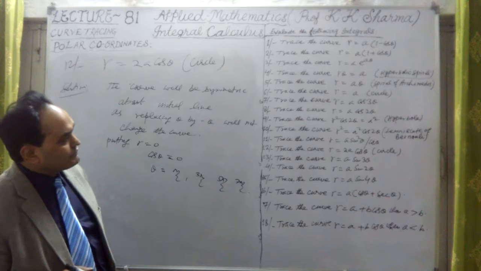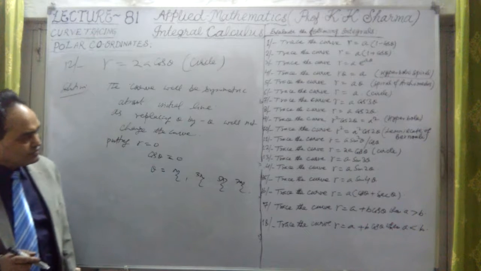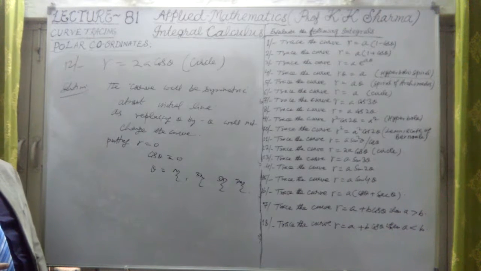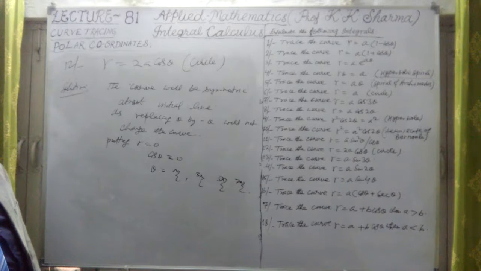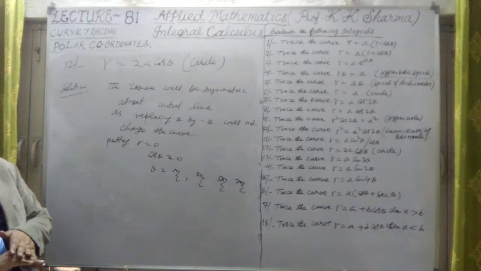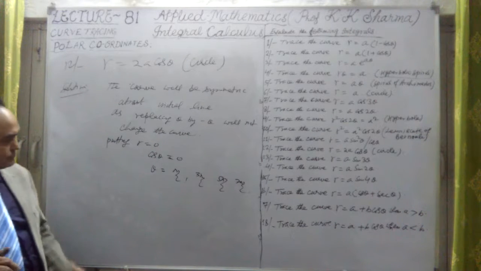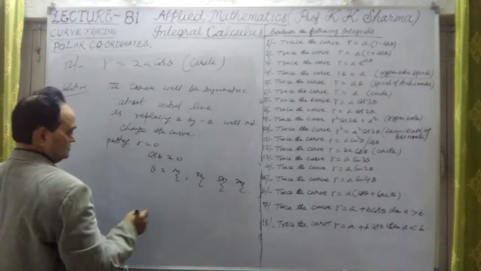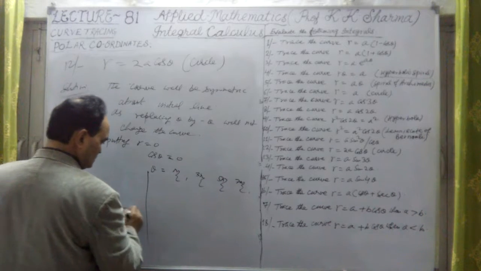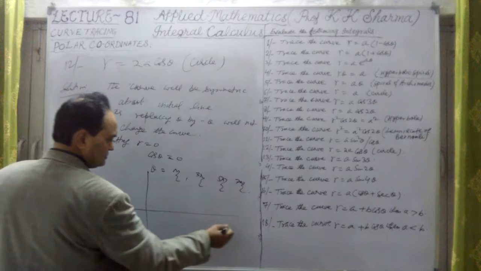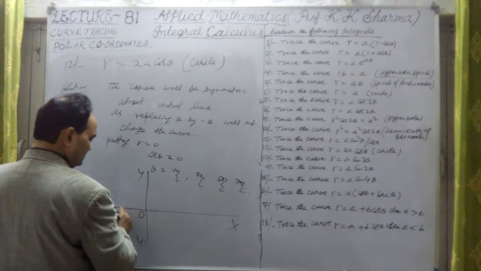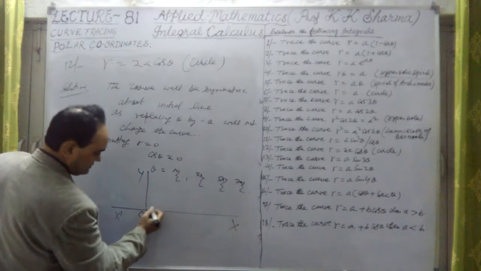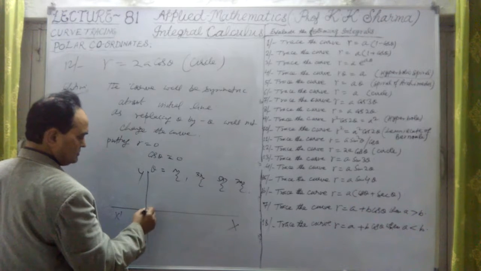r equal to 2a cos theta is the equation of a circle. Now, for the equation of the circle, what is the maximum value? The circle looks like this. This is the x-axis, this is the origin. Let me take this as the x-axis, the initial line, and theta the angle. If I take theta like this, it is the equation of the circle.